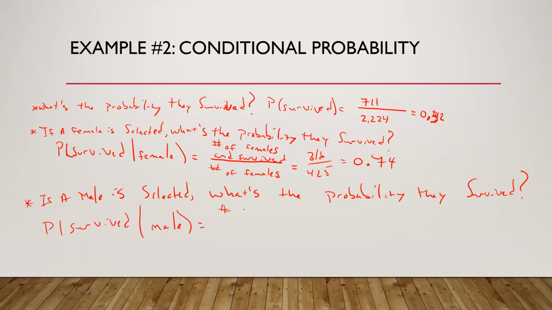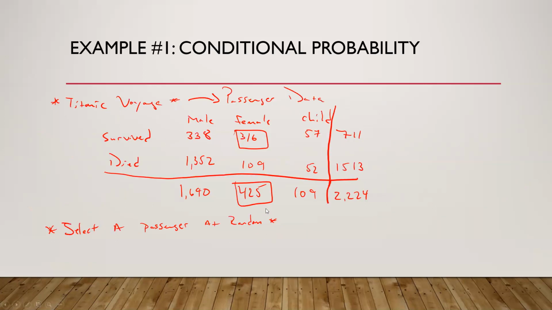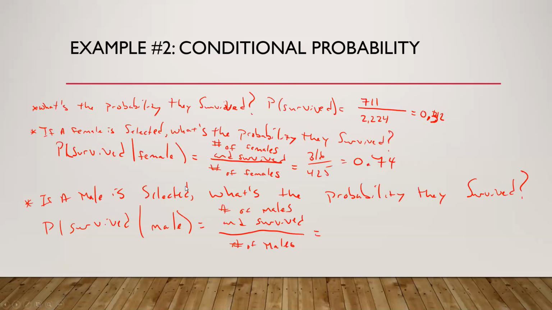So it's the number of males who survived divided by the total number of males. Going back, here are the number of males who survived. Here's the total number of males. So it's 338 divided by that 1,690. Rounding to 2 decimal places, you get 0.20. So this is why Leo didn't make it.